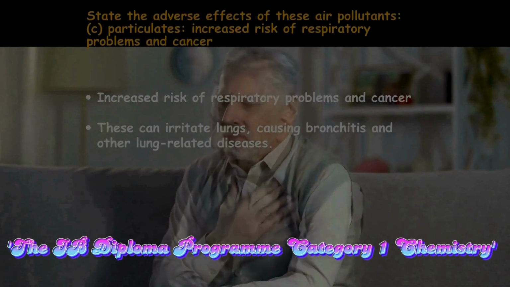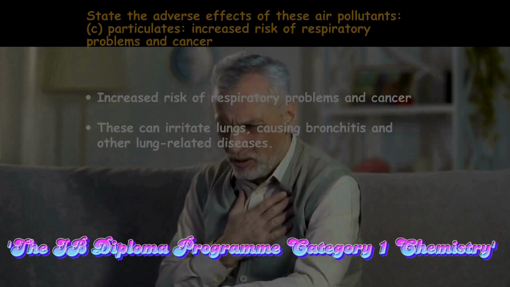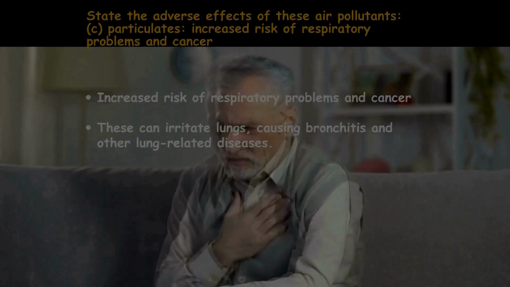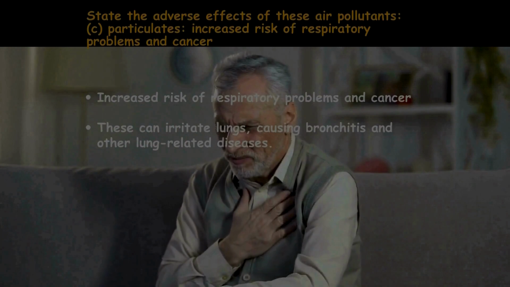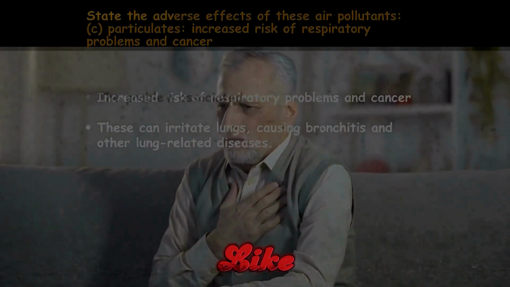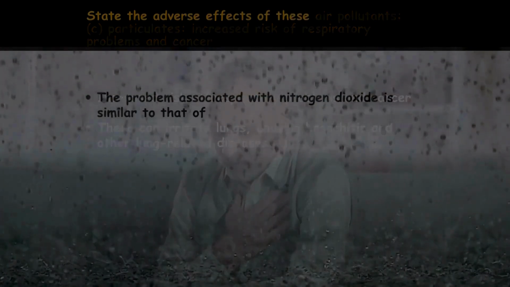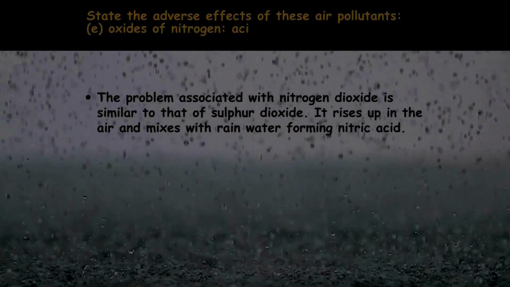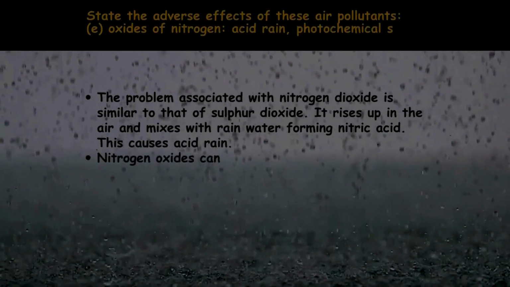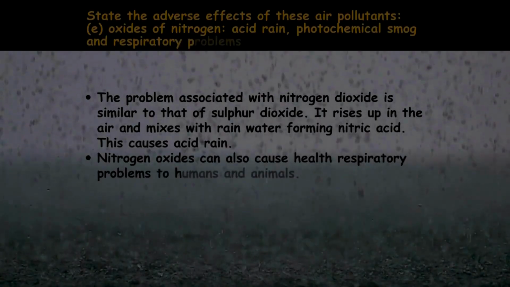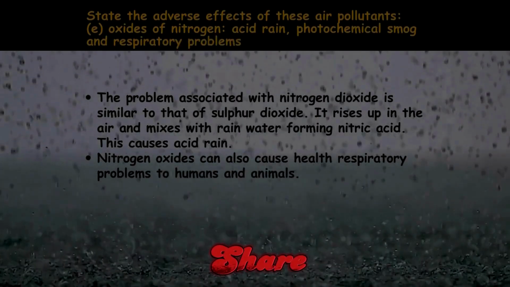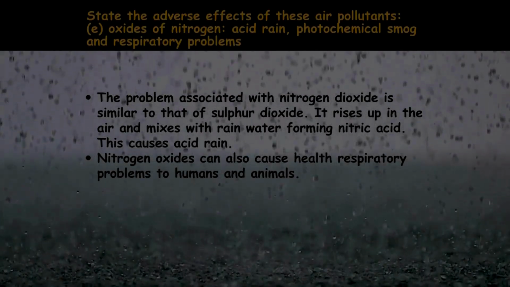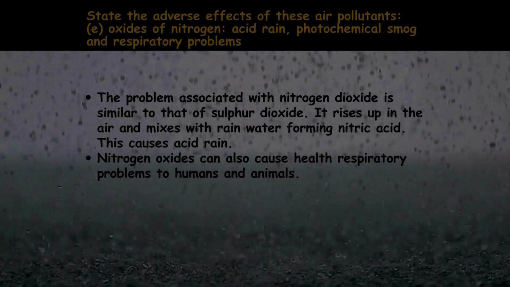Adverse effects of the particulates in the air: there will be increased risk of respiratory problems and cancer. And this can irritate the lungs, causing bronchitis and other lung-related diseases. The problem associated with nitrogen dioxide is similar to that of sulfur dioxide. It rises up in the air and mixes with rainwater, forming nitric acid. This causes acid rain. Nitrogen oxides are also responsible for photochemical smog and respiratory problems in humans and animals.